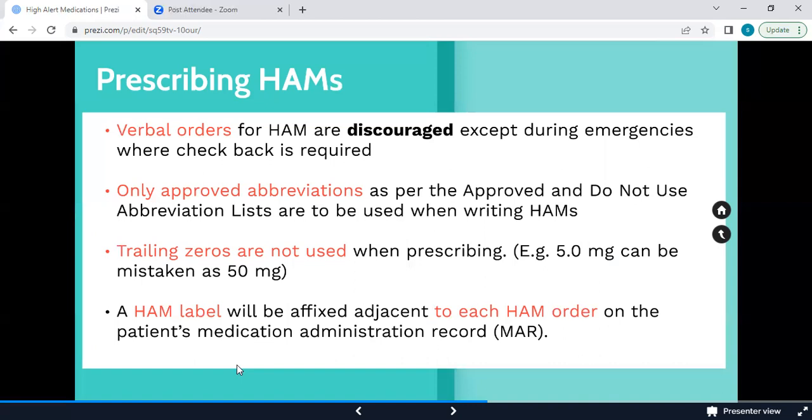In the MAR, we know that the medication administration record has the list of the medication, the dose, the route, and then some blanks for the nurses to sign on when they administer. So in every order of high alert medication, a high alert medication label has to be fixed adjacent to it in the MAR.